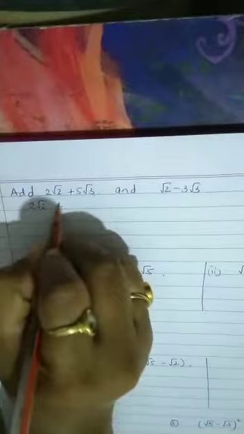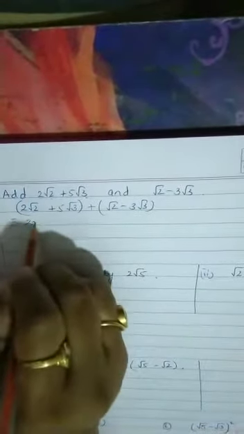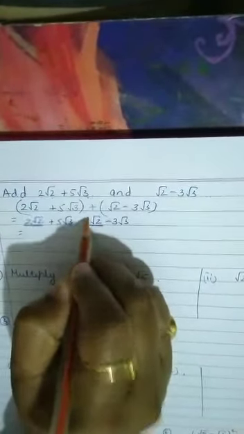We'll get 2 root 2 plus 5 root 3 plus, let me put it in bracket, root 2 minus 3 root 3. First step would be opening the bracket. Because it is addition, there will be no change in the sign. We'll write it as it is. The next step would be bringing the like terms together. Now this is 2 root 2 and this is root 2. Root 2 can be written as 1 root 2.